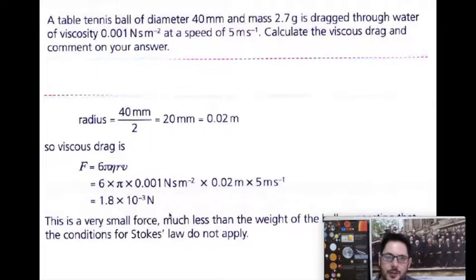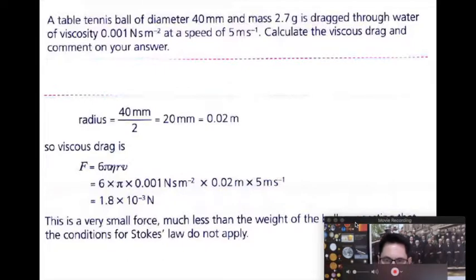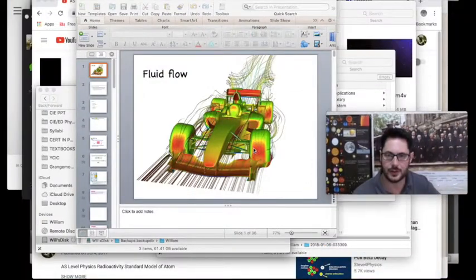Okay, what do we notice about that? This is a very small force, 1.8 times 10 to the -3 newtons, much less than the weight of the ball. Okay, what else does it say there?